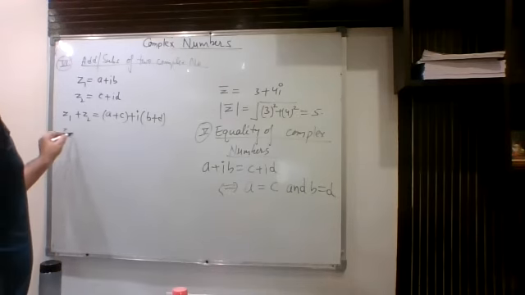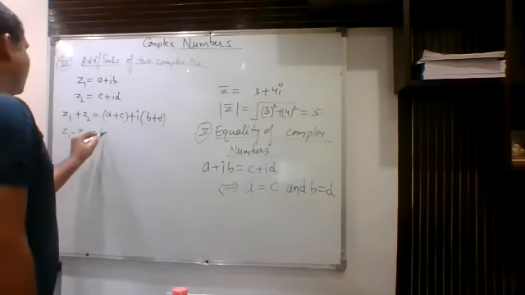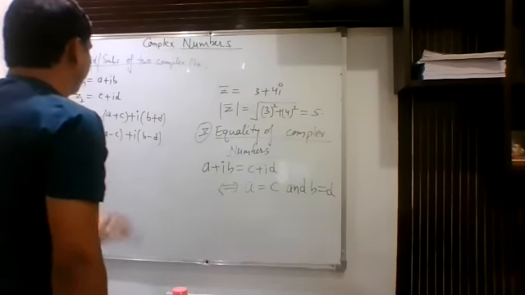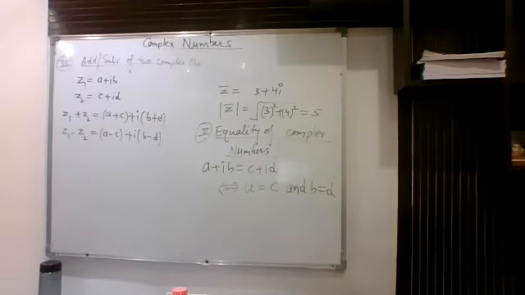Similarly, if you want to find the difference of two complex numbers, then again you will do the same thing. You will club real part with real and merge imaginary part with imaginary. This is how we can find addition and subtraction of two complex numbers.